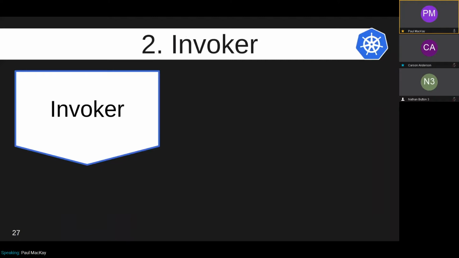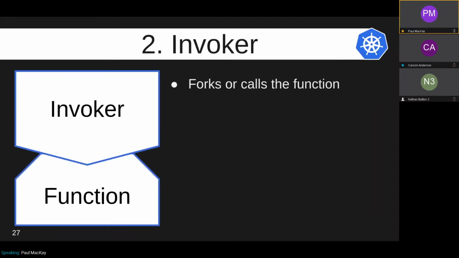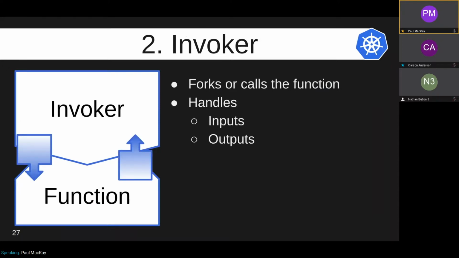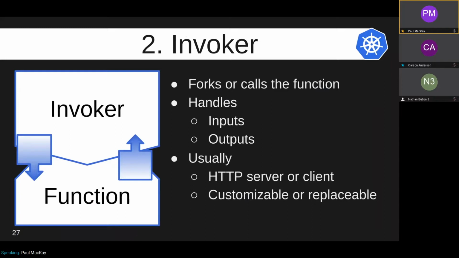So all of these platforms have what I call the invoker, and the invoker's job is to somehow live next to, or on top of, or to the side of the function and fork or otherwise call the function code for you, right? Because we wrote the code, but something needs to call it. It's the one that passes all of the inputs and outputs to the function and interfaces your code with the rest of the platform. It's pretty much always an HTTP server or client or both. So it depends on the platform. We'll cover those when we go into each of these platforms.